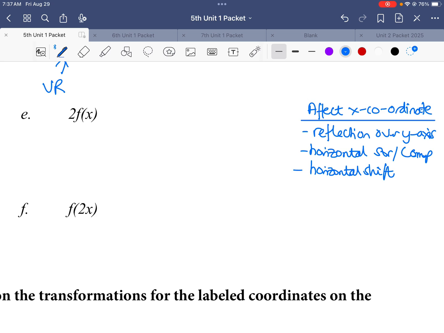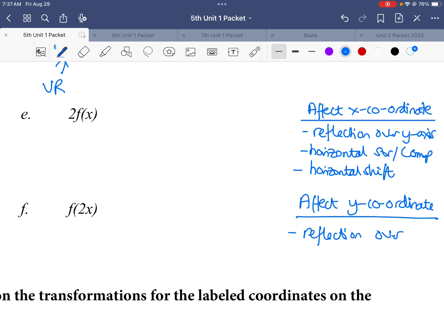Okay, now what transformations affect the y coordinate? Well, all the rest of them. A reflection over the x-axis, right, it goes from above to below or vice versa. A vertical stretch or compression, and then finally a vertical shift up or down. So these things affect the y coordinate.